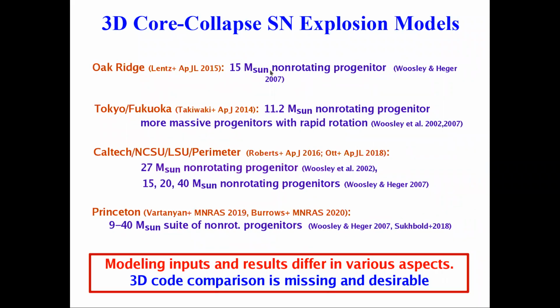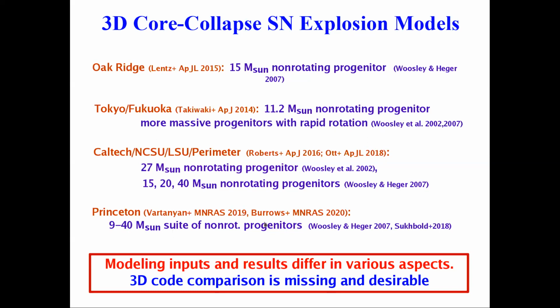There is the Oak Ridge group, which unfortunately has published only one model, back in 2015, of a 15 solar mass explosion. There is the Tokyo Fukuoka group, who have become productive more recently. Again, I have not listed them. They had a model with very simple neutrino physics back in 2014. They have now more interest in rapidly rotating progenitors. And this is from the Caltech, Perimeter, NCSU collaboration around Luke Roberts and Sean Couch, which also has a set of models. And Princeton, very recently, from 2019 on, has started three-dimensional modeling, and they have a very efficient code. They produce a lot of models. They also have a huge amount of computer time I can only dream of.